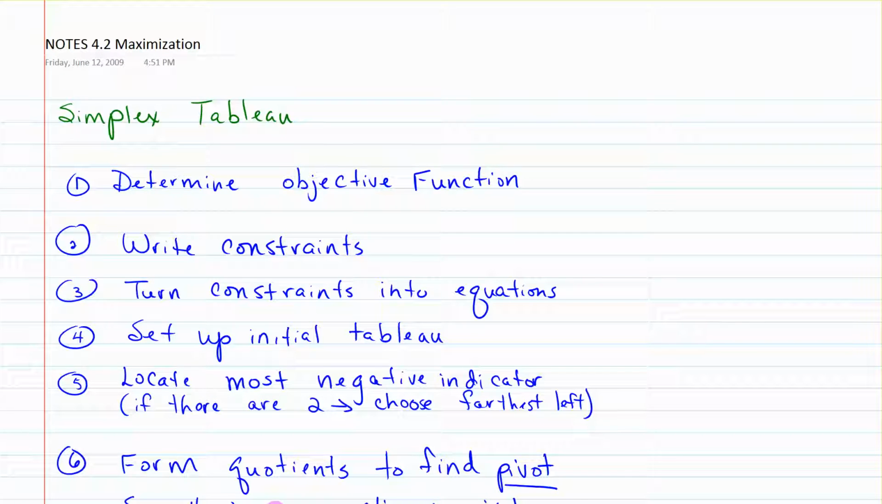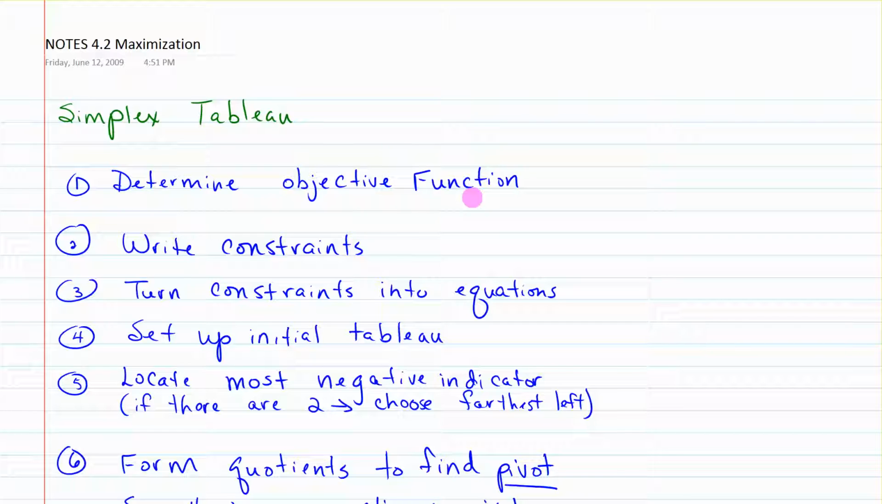This is section 4.2, maximization. So in section 4.1, we learned about setting up the problem, and now we're going to use the simplex tableau to solve the problem. And the notes really just consist of some steps that you should use and that you should remember. So number 1, you want to determine the objective function in the problem.